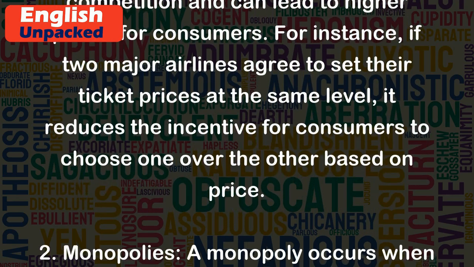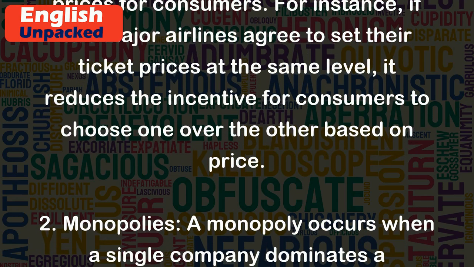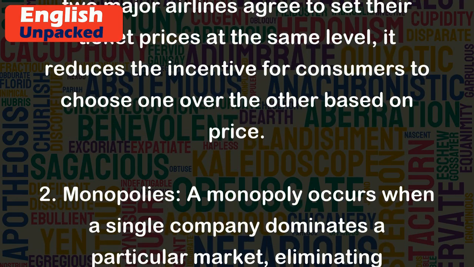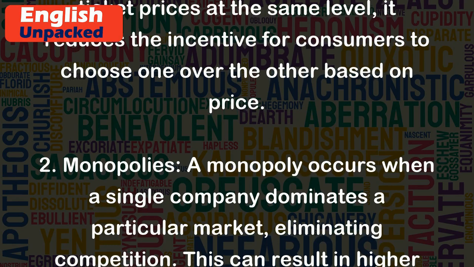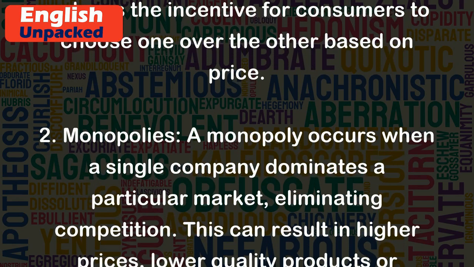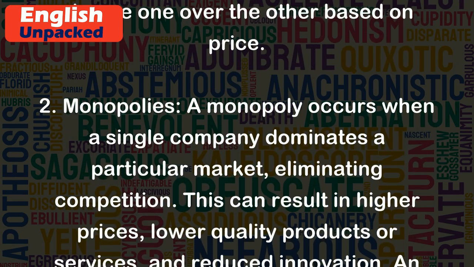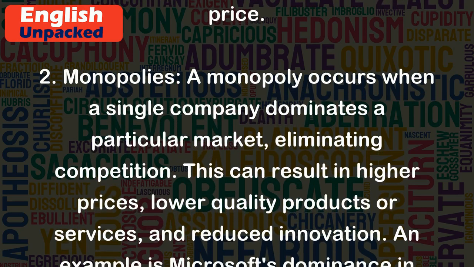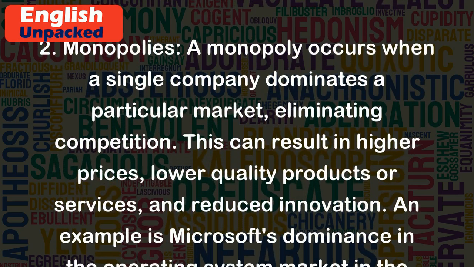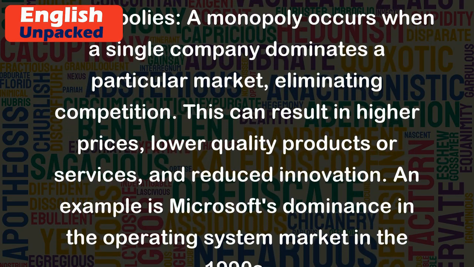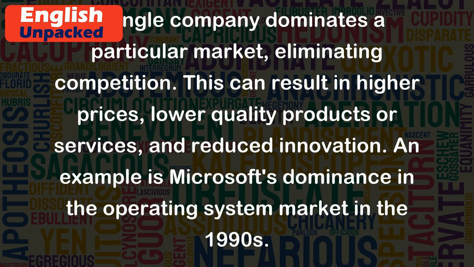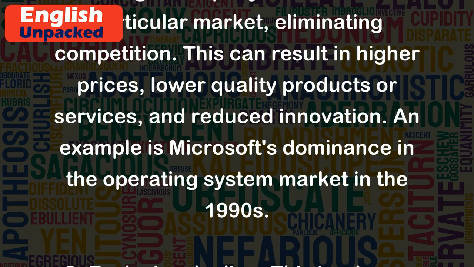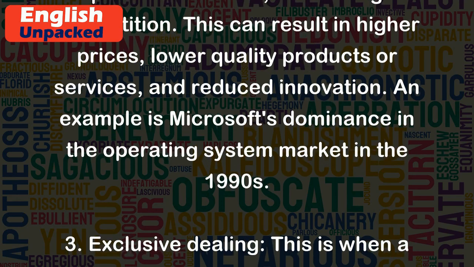2. Monopolies. A monopoly occurs when a single company dominates a particular market, eliminating competition. This can result in higher prices, lower quality products or services, and reduced innovation. An example is Microsoft's dominance in the operating system market in the 1990s.